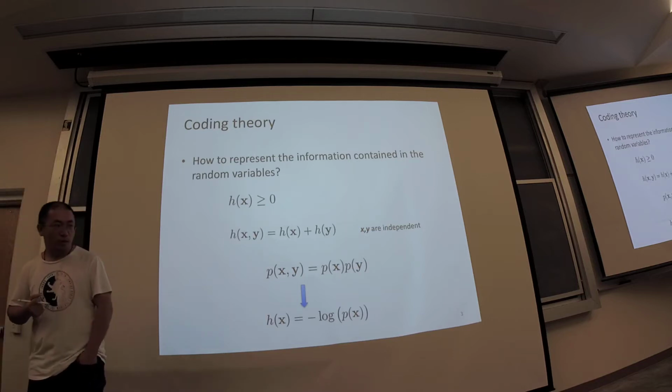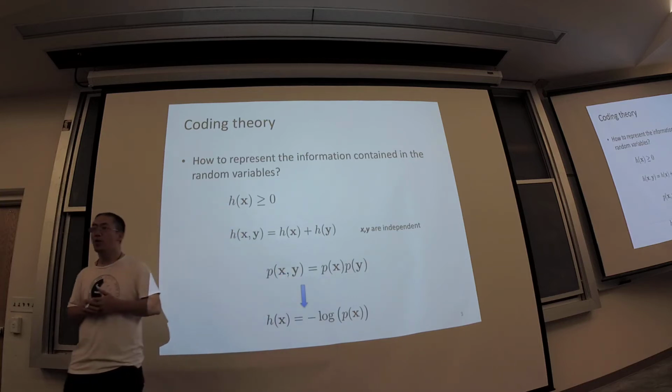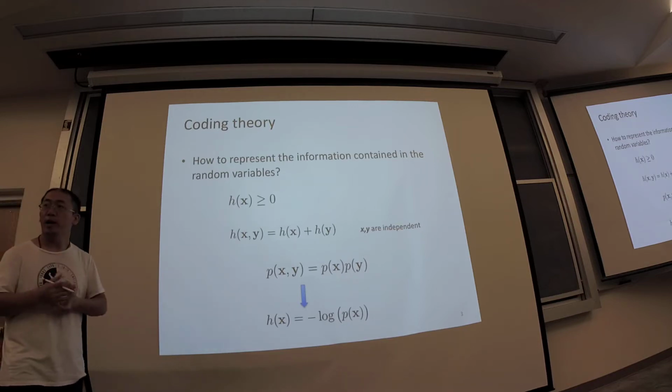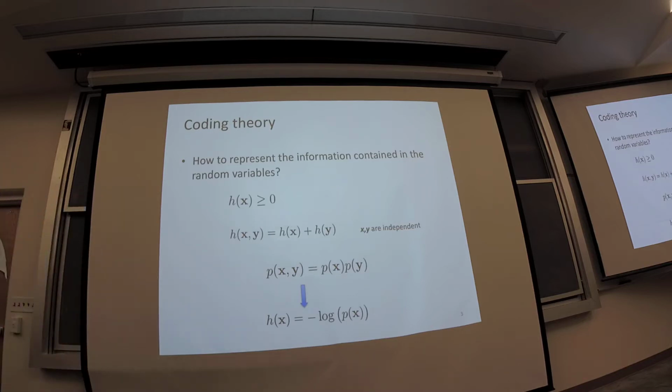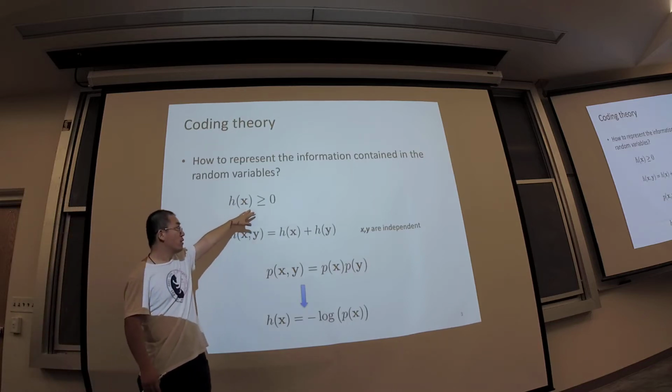Let us first consider, if you want to design a measure of the information contained in a random variable, how do you design it? First, naturally, I want the measure of information to be non-negative. It's not very reasonable or intuitive to have negative information. What does it mean? So at first I want my information measure to be non-negative.